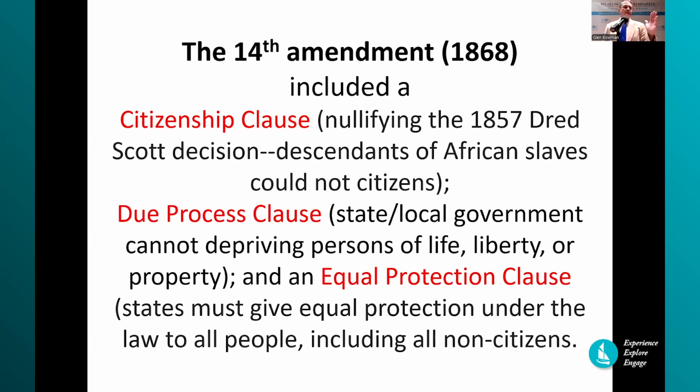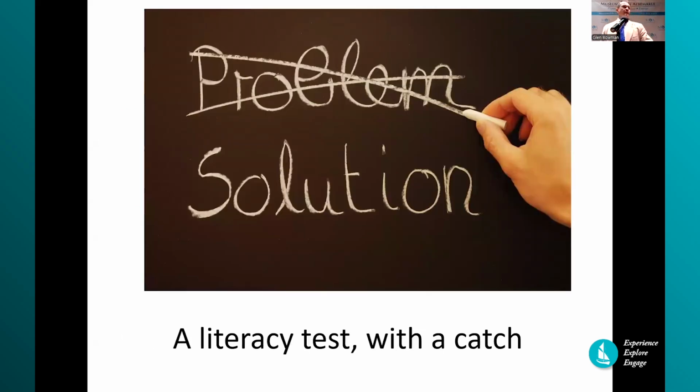Because they realized that they couldn't create an amendment that would go against the 14th Amendment, which was passed after the Civil War. And that included all these things, including the Citizenship Clause, the Due Process Clause, the Equal Protection Clause. North Carolina just couldn't write anything they wanted to write. They had to make certain that this would pass constitutional muster. It would have to pass the Supreme Court if need be. So they figured it out. They had the idea of a literacy test with a catch.